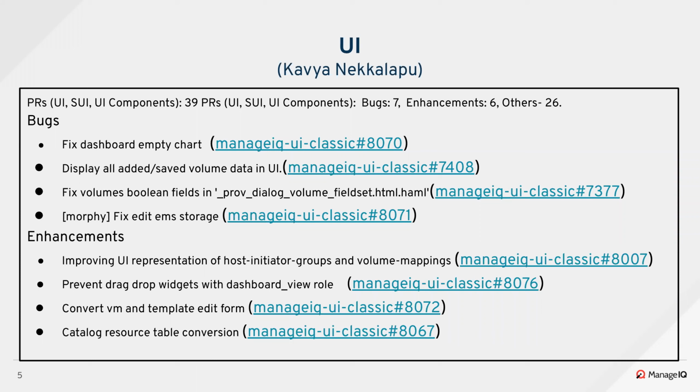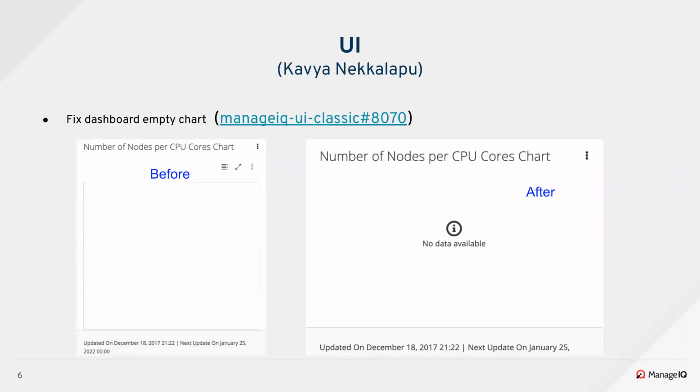Thanks, Oleg. This sprint total 39 PRs got merged in across UI repos, 7 bugs, 6 enhancements, and so on. So I kept only important ones in slides. Next one, please. This is a small bug. Whenever there is no data in dashboard charts, we were just displaying empty chart with no text, so it feels like broken chart. So I added an empty label here so that it seems like an empty chart.